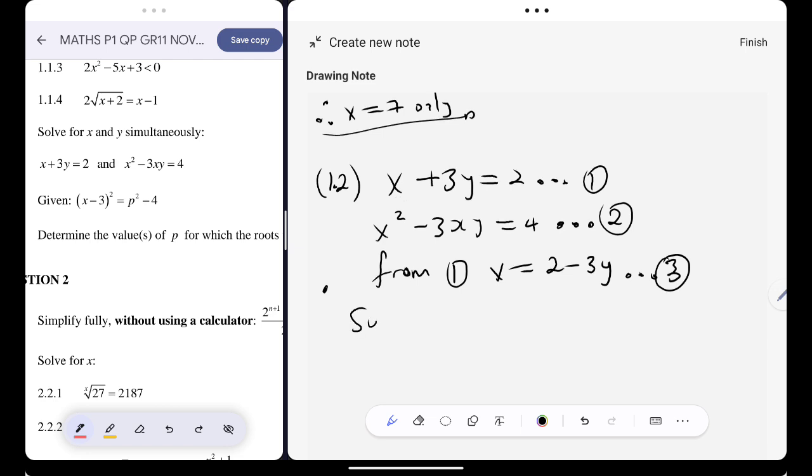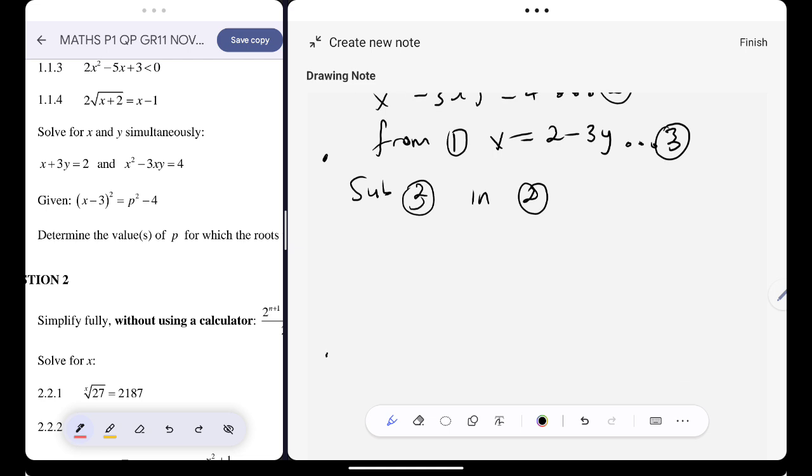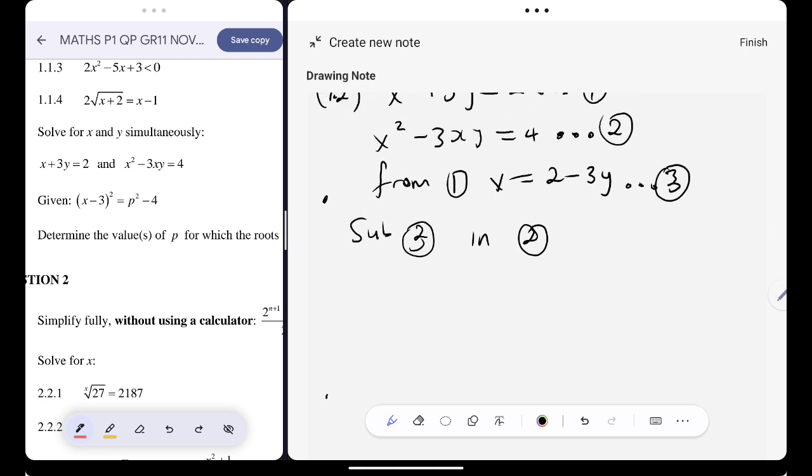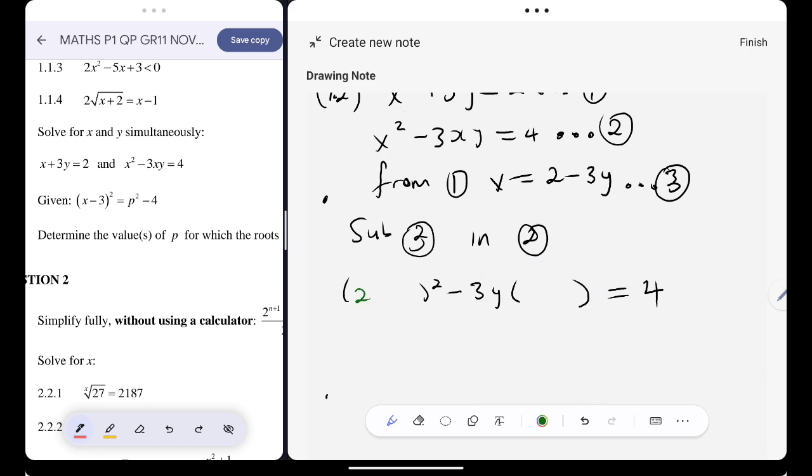How so? I simply have to say sub equation 3 in equation 2. This simply means that whenever I see x on equation 2, I just need to substitute that. So I have x squared minus 3xy. I have x squared and minus 3y multiplied by x is equal to 4. Whenever I see x, I'll put 2 minus 3y.